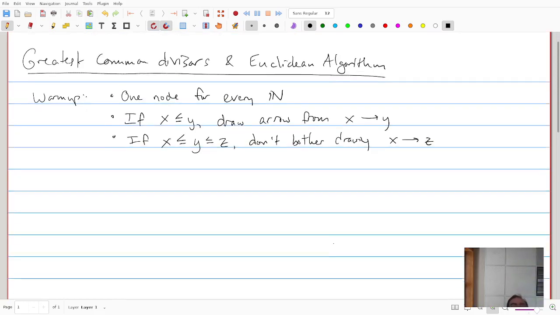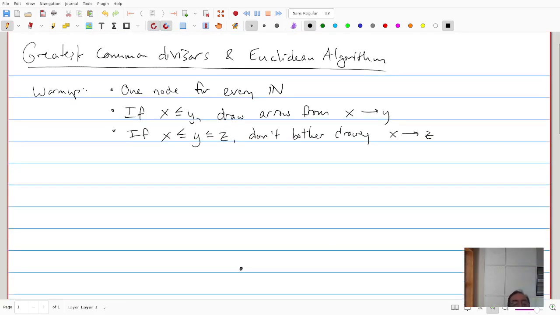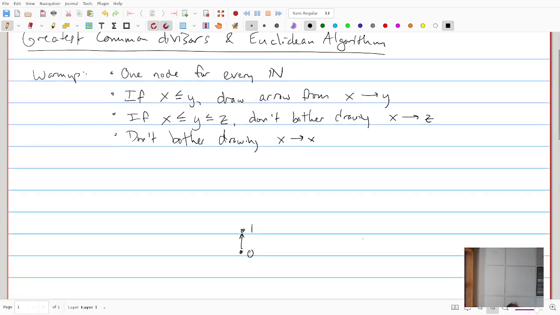So this is pretty simple. What does this look like? Well, it looks like I've got 0 down here. I've got 1, and because 0 is less than or equal to 1, I can draw an arrow like this. Right? I guess technically I should have an arrow from 0 to itself. But I'm not going to draw that one either. Even though, of course, x is less than or equal to itself, I won't draw a little arrow.